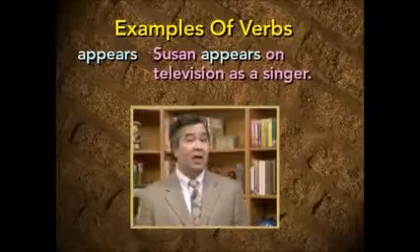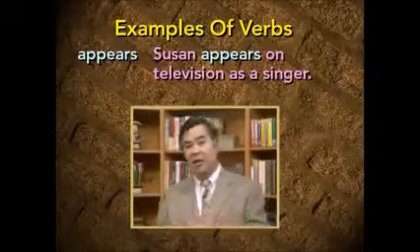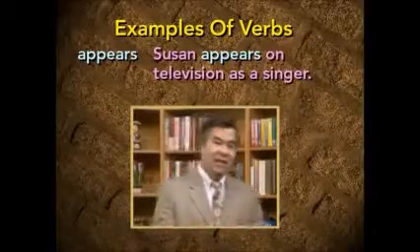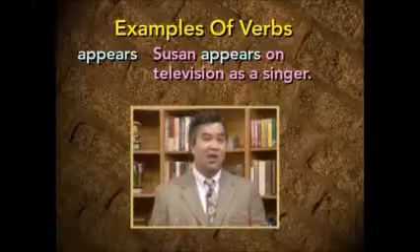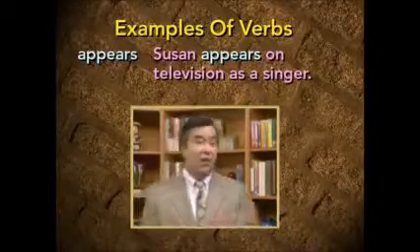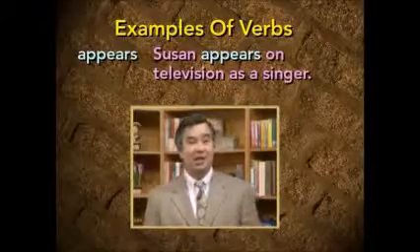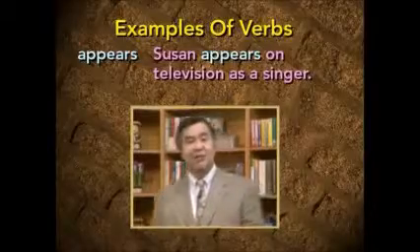Susan appears on television as a singer. In that sentence, the verb appears is expressing an action being done by the subject, Susan. It tells us something that Susan does. She appears on television. In that sentence, therefore, appears expresses an action. In other sentences, however, appears might express a state of being.